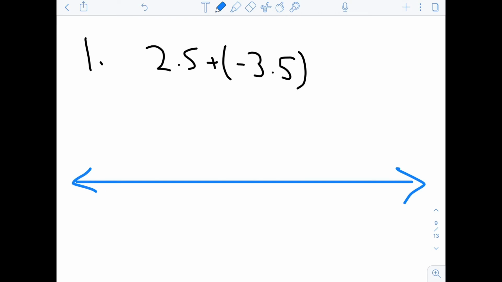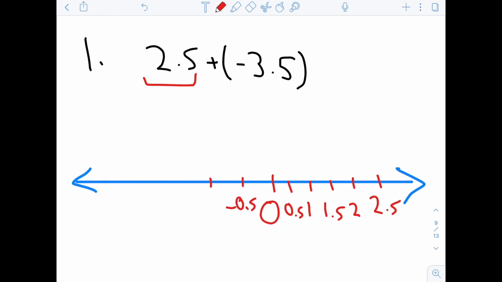So last time we were doing operations with integers on a number line, so now we're going to do operations with rational numbers on a number line. So let's put 0 around right there. So we're starting with 2.5. And we're going back 3.5. Because when it's negative, you go to the left.